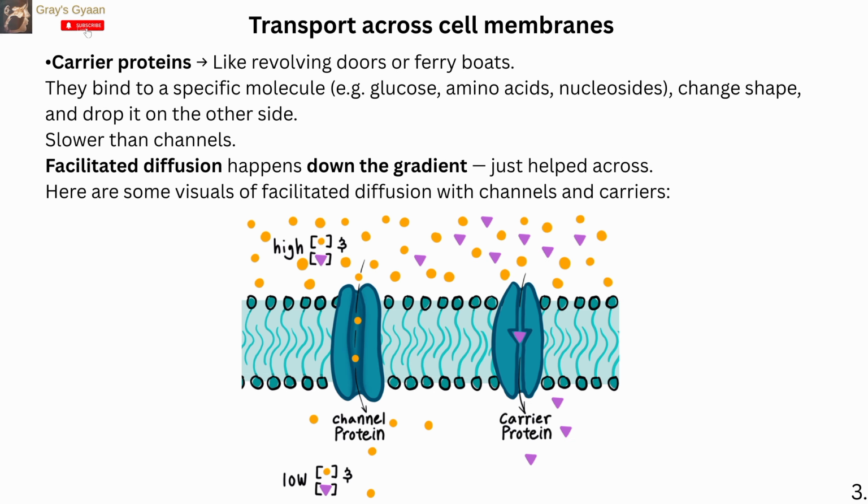Carrier proteins, like revolving doors or ferry boats. They bind to a specific molecule, for example, glucose, amino acids, nucleosides, change shape, and drop it on the other side. Slower than channels. Facilitated diffusion happens down the gradient, just help to cross. Here are some visuals of facilitated diffusion with channels and carriers.